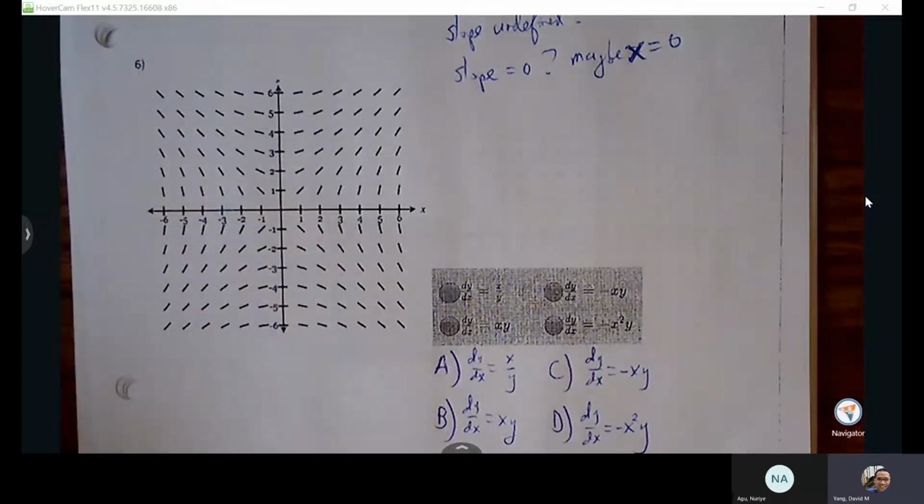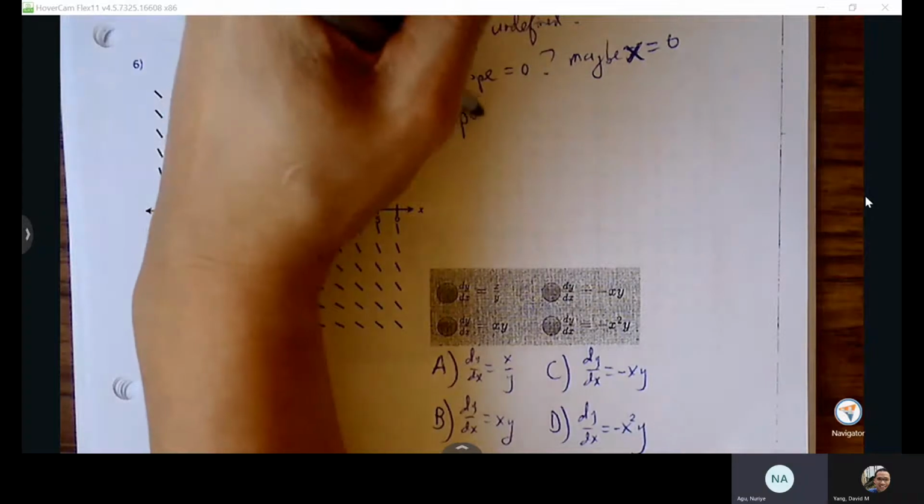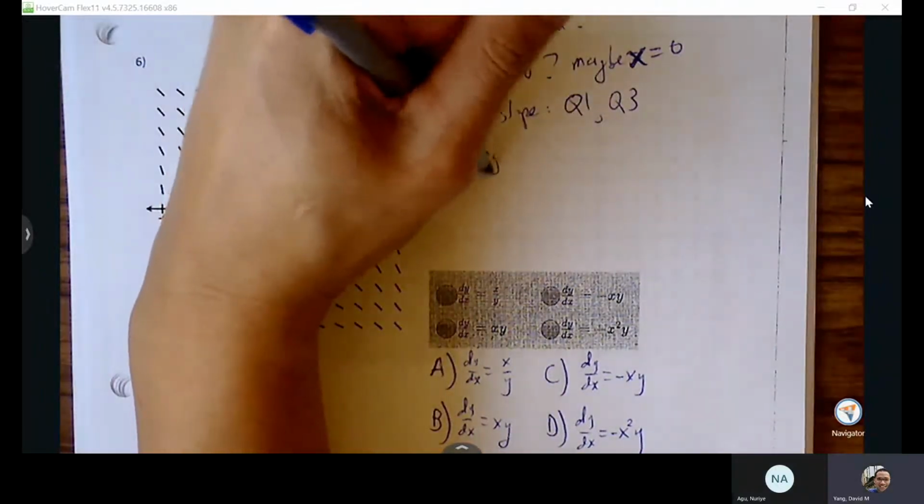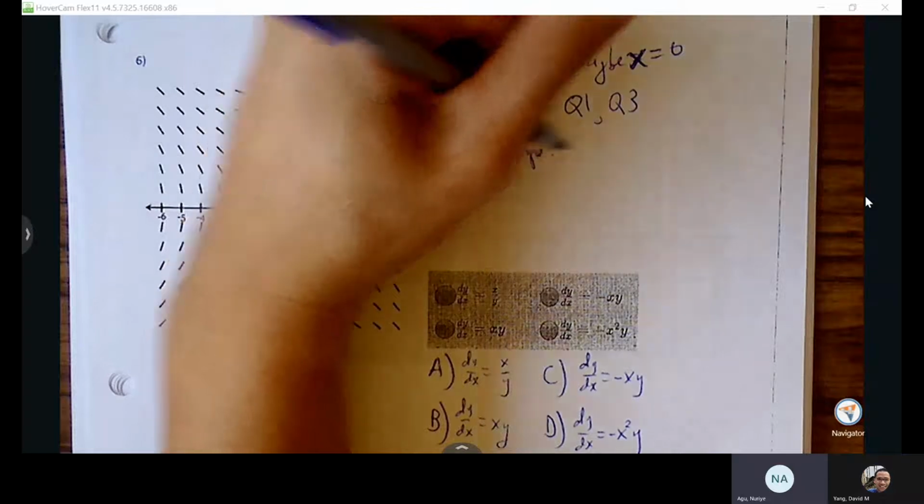All right, do you see a collection of positive slopes? Quadrant 1 and 3. And then negative slopes? Is 2 and 4.